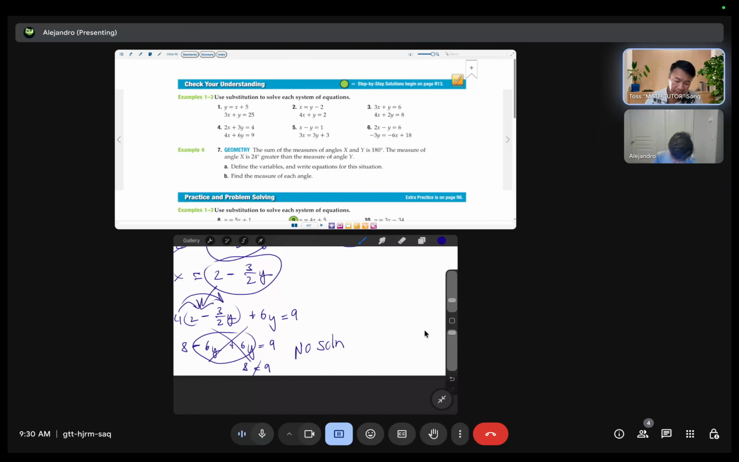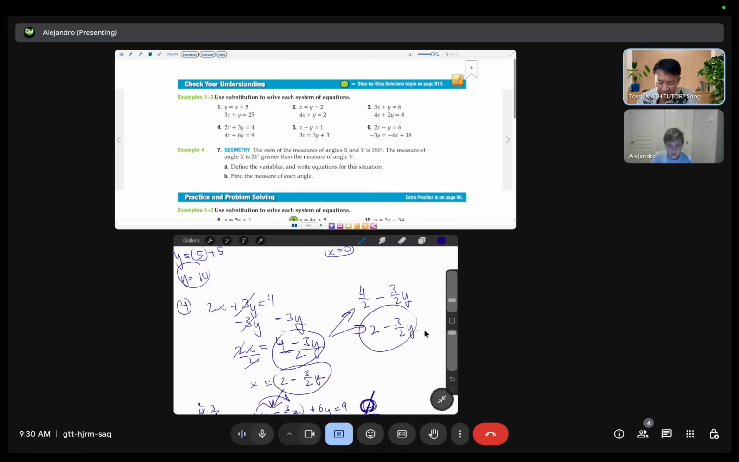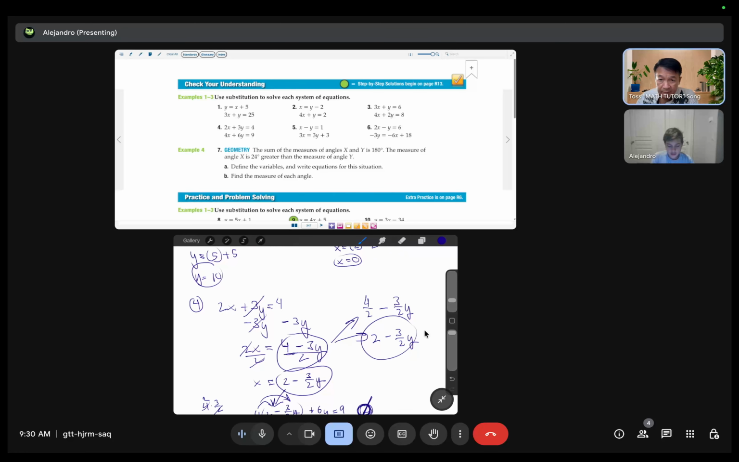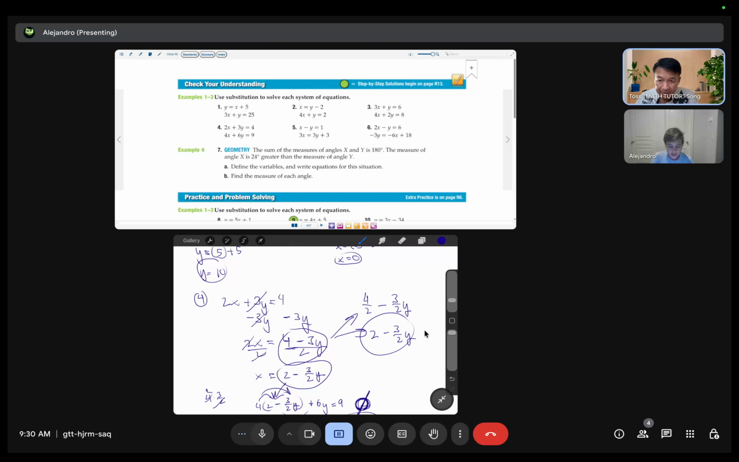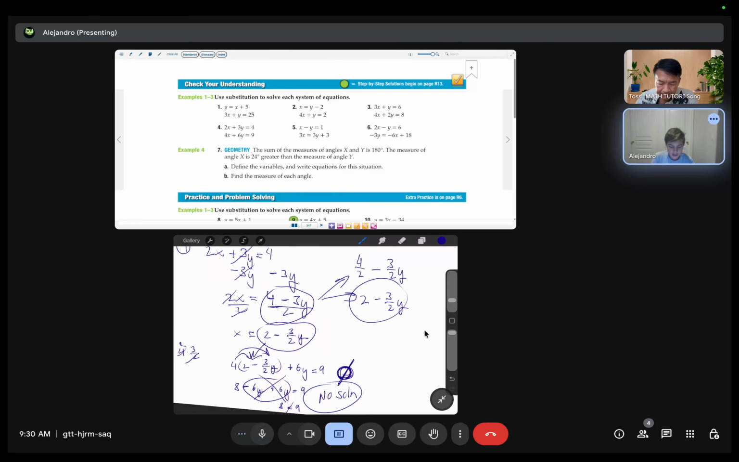Or I don't know what your teacher does. Sometimes they use empty set, this very round circle with a slash through. But I would recommend just writing no solution. But I will double check that again quickly, okay? I think it's right. Double check quickly. Yeah, it looks good to me.